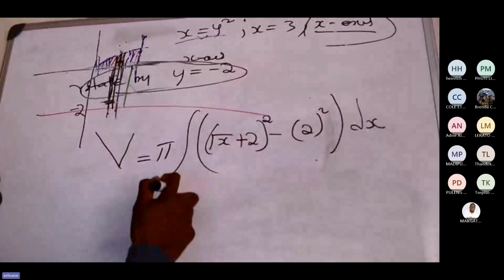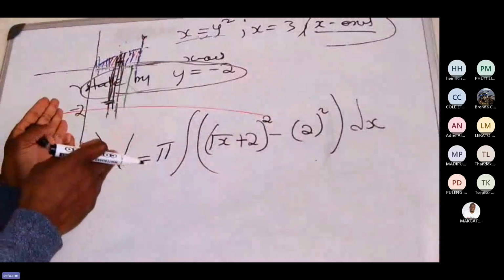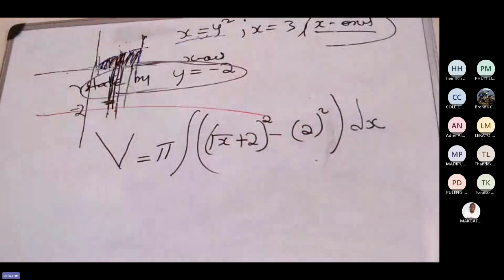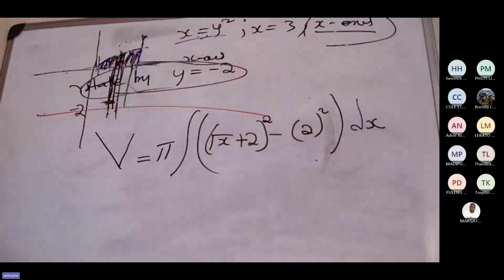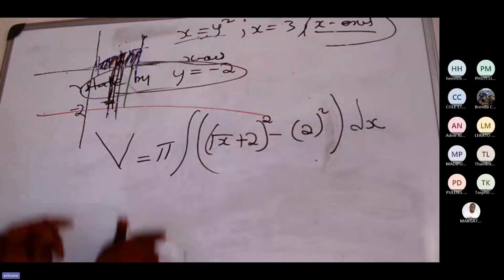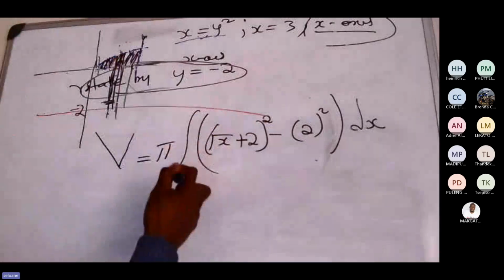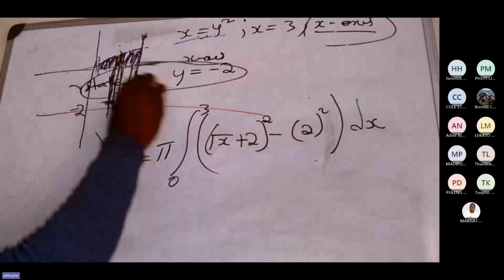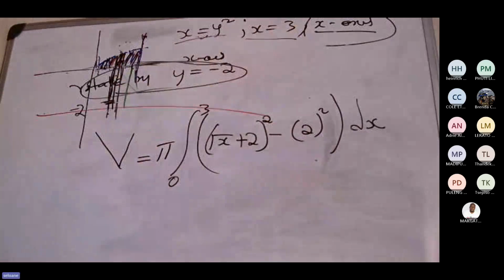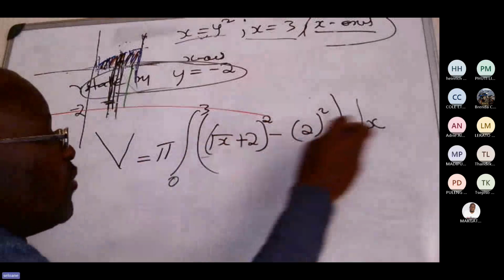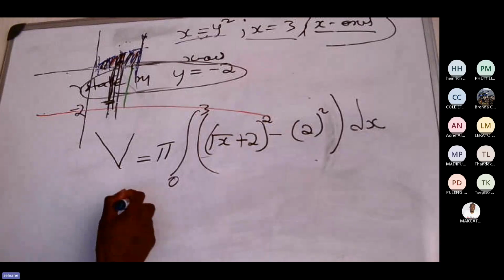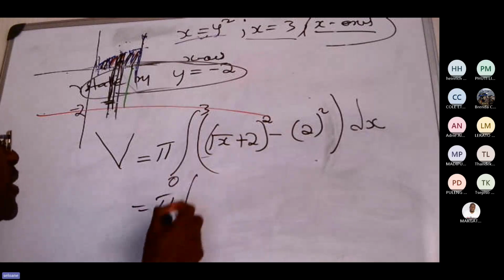In general, from there, you will now be saying what? This region, remember, we have spun this region. Start where x is how much up to where x is how much. That is, it's enclosed between which two vertical lines, 0 up to 3. Remember, we have said this is 3. Then you just remove the brackets here. You integrate, and then that's all. It's finished. It will just be pi the integral from 0 to 3.